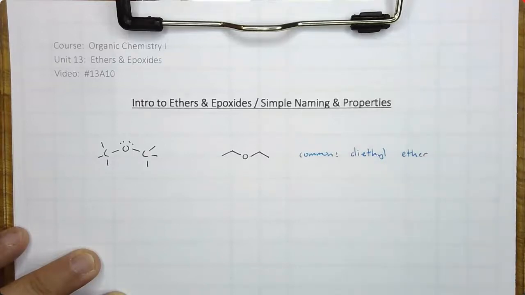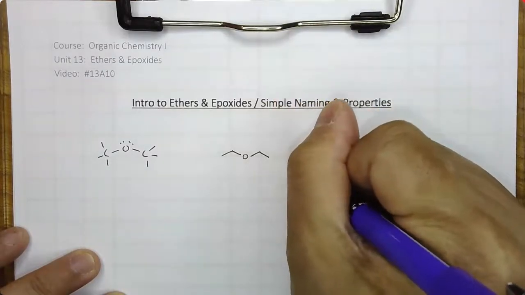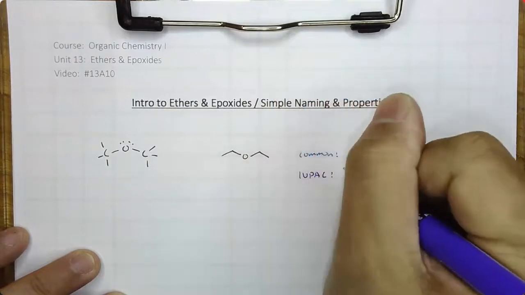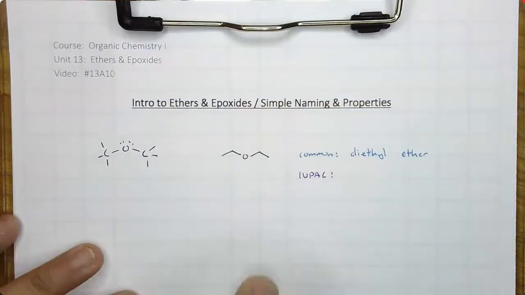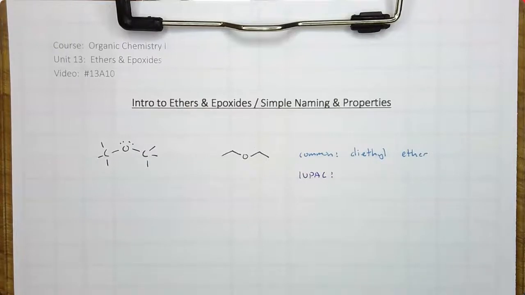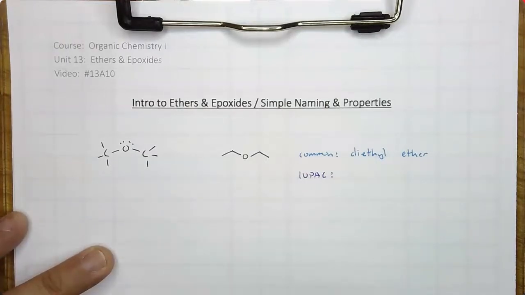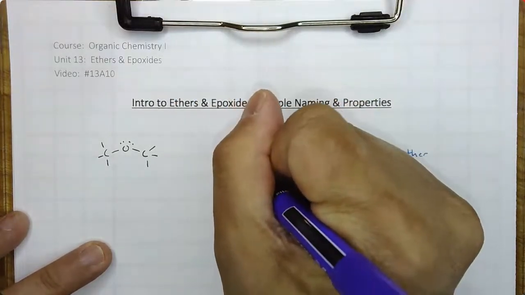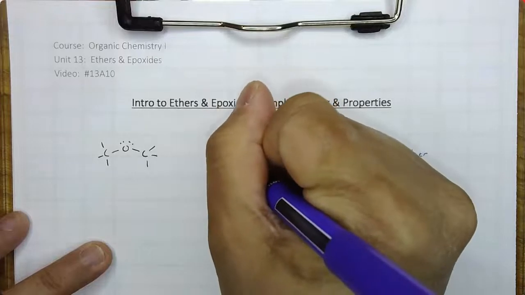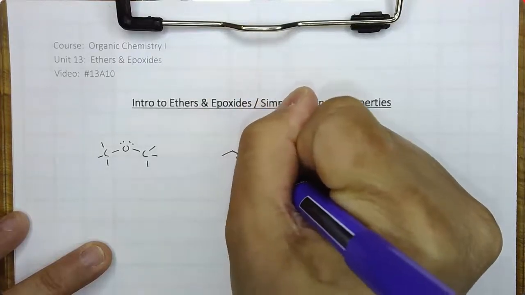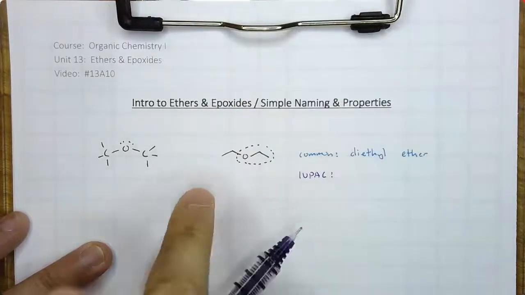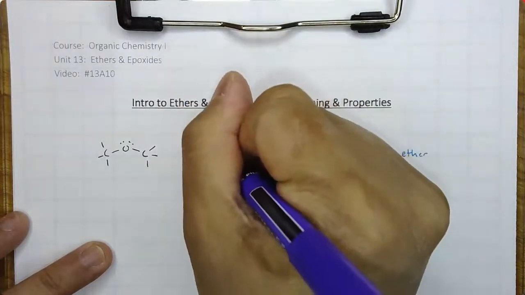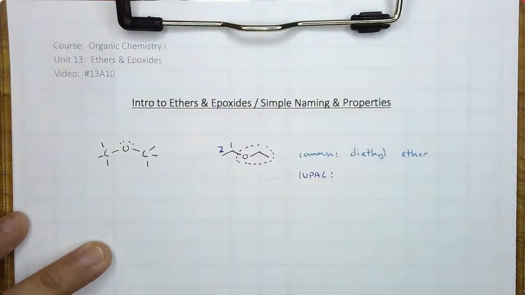The IUPAC name, how to name this systematically, you want to consider one of the sides as the substituent and the other side as the parent. But it's symmetrical, so it doesn't matter which one you think of as the substituent. But if this is the substituent, then the parent chain would be this 2-carbon chain, ethane.